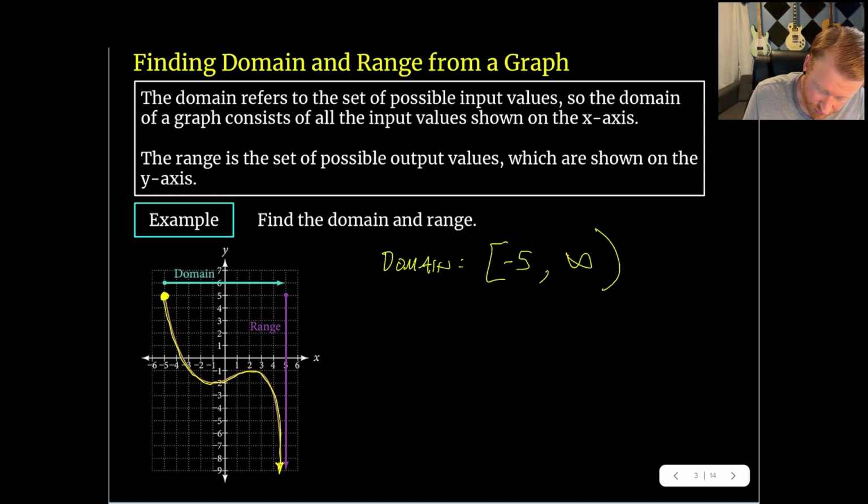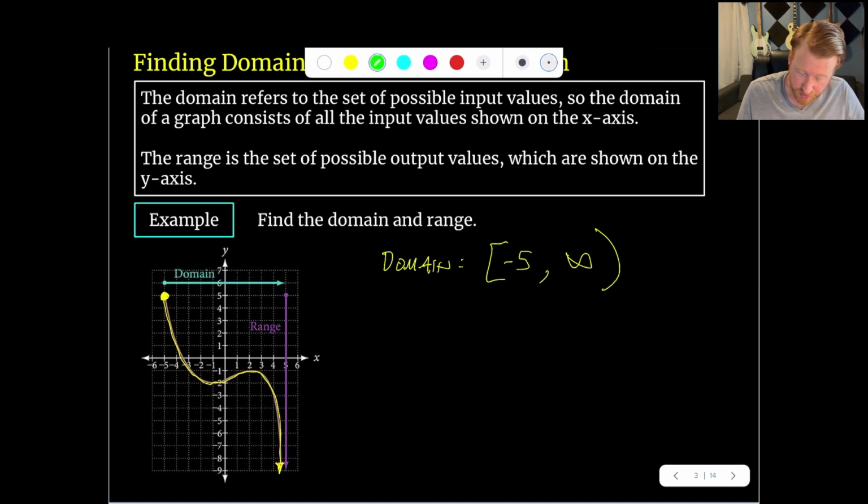All right, and now looking at the range. Here, instead of looking at the x-axis and moving left to right, we'll look at the y-axis and think about moving up and down. So, depending on what the graph looks like, you might look for a largest value or a smallest value, or it could be that it's all values as well. But here we can see again that this one starts up at +5. So we're looking at the y-axis now.